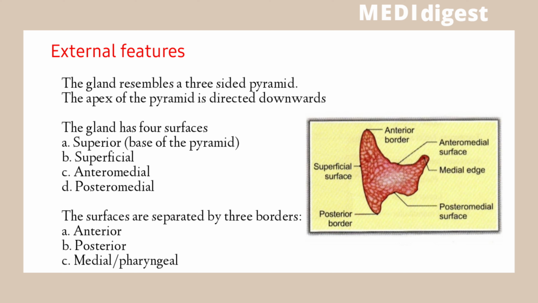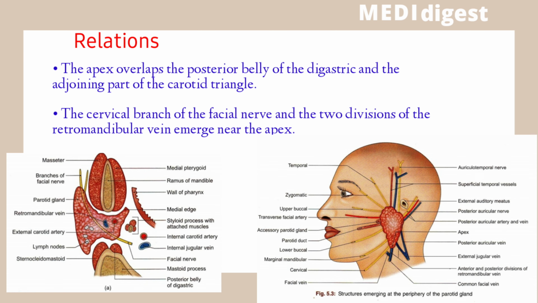External features. The gland resembles a three-sided pyramid. The apex of the pyramid is directed downwards. The gland has four surfaces, that is superior surface, which is the base of the pyramid, then superficial surface, anteromedial and posteromedial surfaces. The surfaces are separated by three borders, that is the anterior border, posterior border and the medial border. Next is the relations.